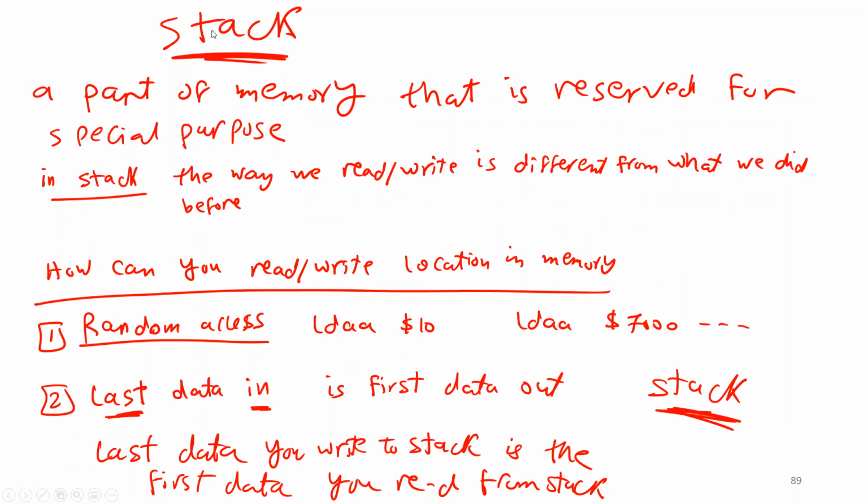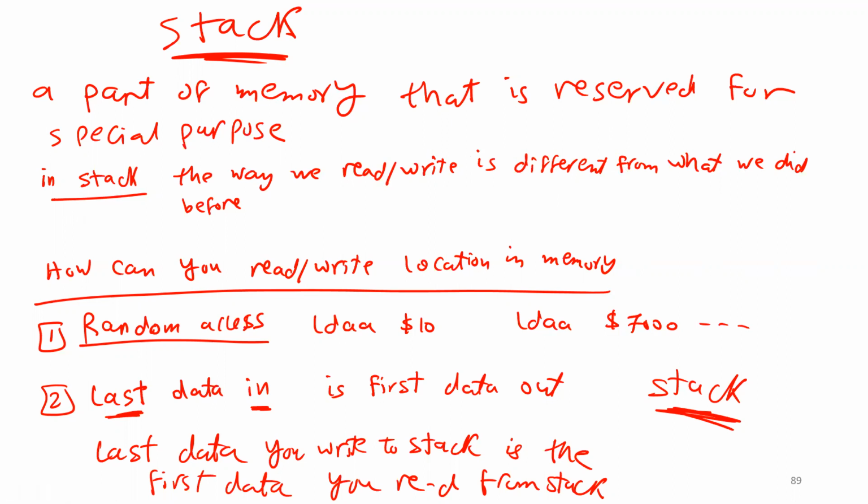So here, number one, stack is not a new device. It's just a part of memory. So you have my memory, and I'm going to take a part of the memory and reserve it for a special purpose, for a stack. So stack is just a part of memory that I'm going to use as a stack. What this means is that the way we're going to read or write in this part of memory is different from what we did before. That's it. Very easy.